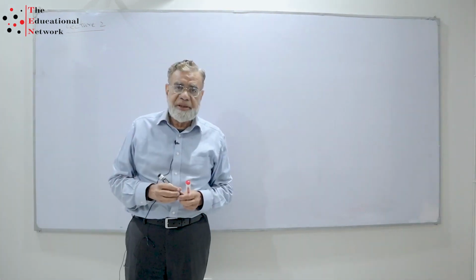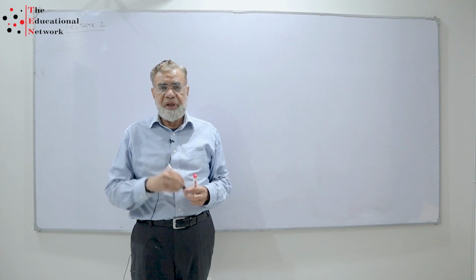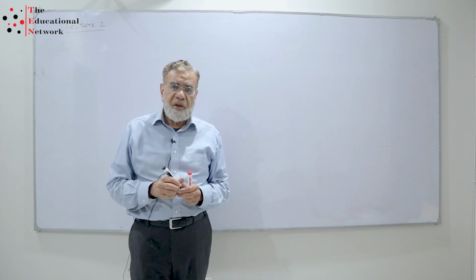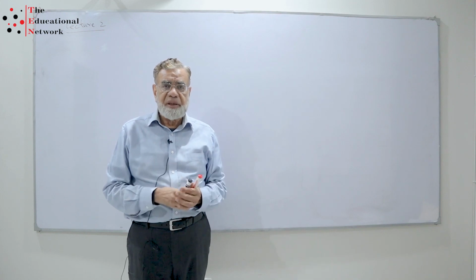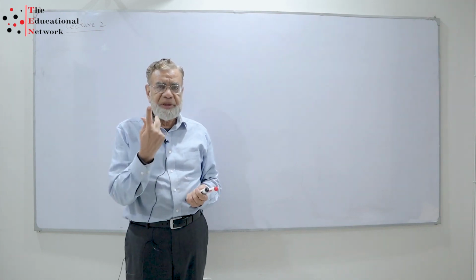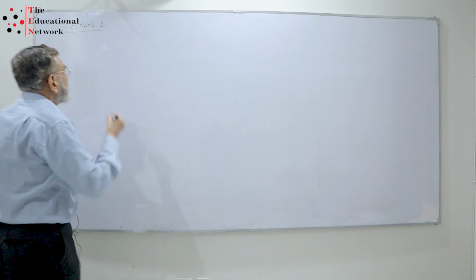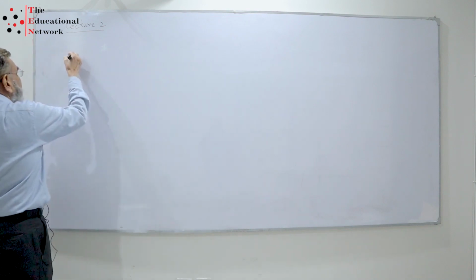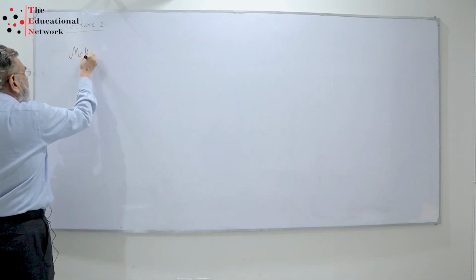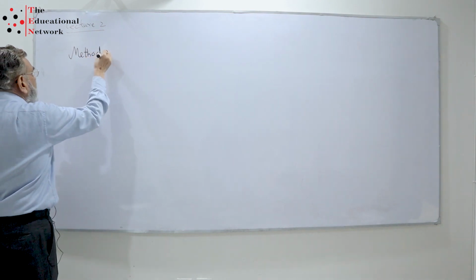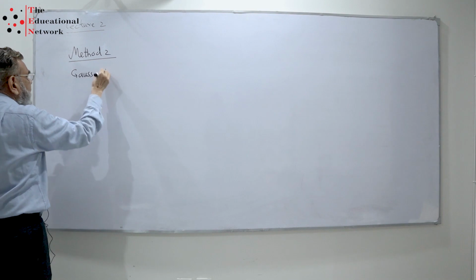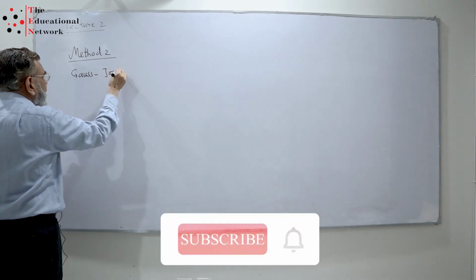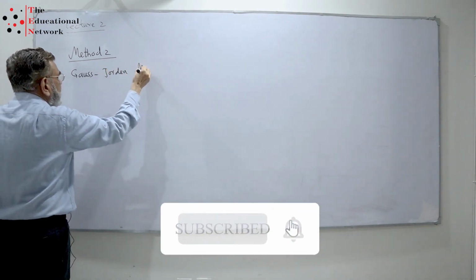So our second method is the Gauss-Jordan elimination method. We have just discussed the Gaussian elimination method, which was a two-step method, elimination and back substitution. In the Gauss-Jordan elimination method, we have a one-step method. So I will explain the method. Our second method is the Gauss-Jordan method. We say sometimes Gauss-Jordan elimination method or Gauss-Jordan method.